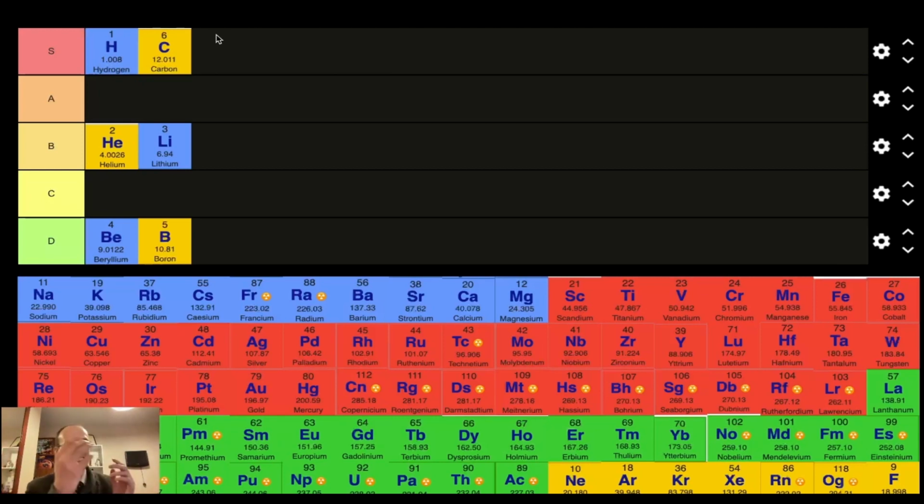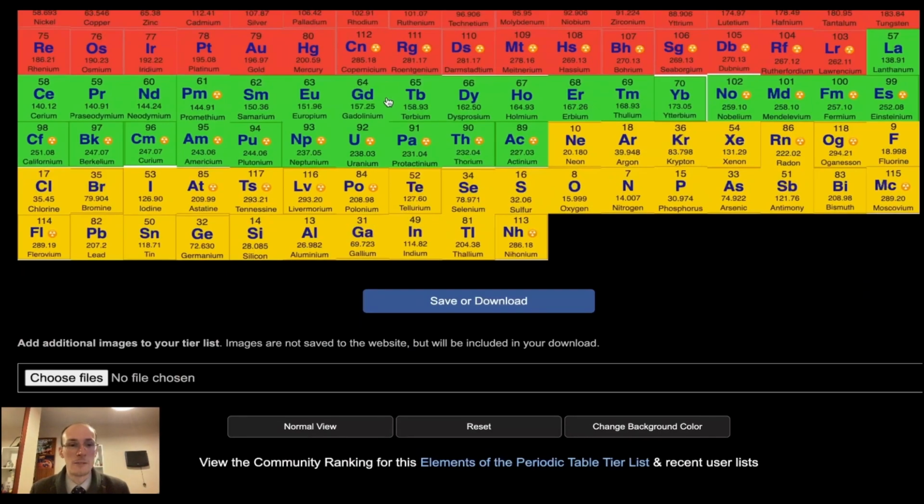The oil and coal that we unfortunately use to power our modern lives, that's got carbon in it. Photosynthesis relies on carbon dioxide, and that makes oxygen from plants. We need oxygen to live. Carbon. It deserves its spot in the S tier, and I won't hear any more about it.